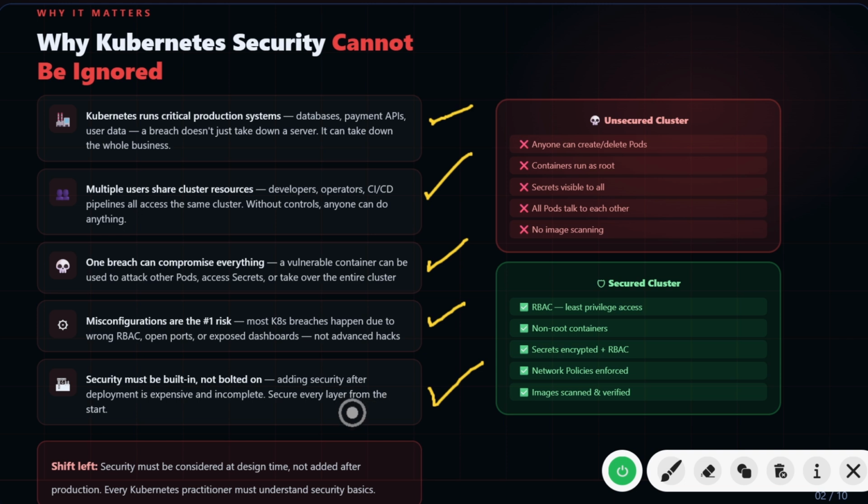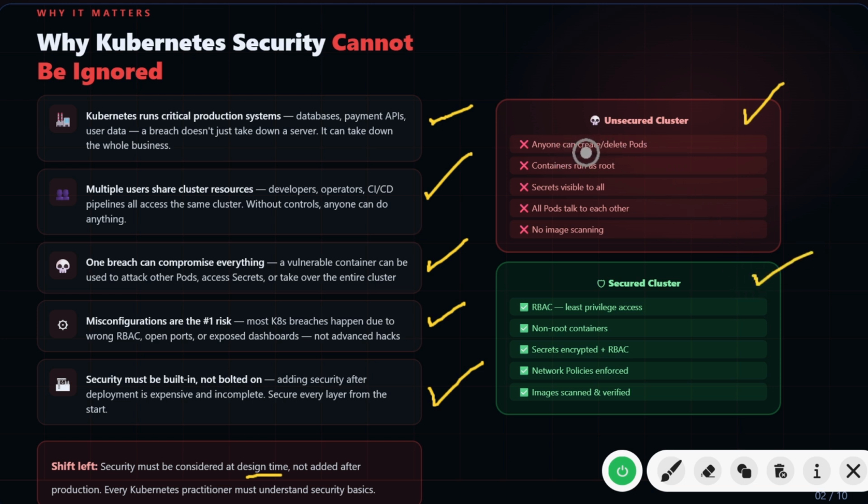That means adding security after deployment is expensive and also incomplete. So we need to secure each and every layer from the start itself. That means we need to achieve the shift-left security approach: security must be considered at the design level itself, not after the production deployment. So every Kubernetes practitioner must understand the security basics. This is how the unsecured cluster looks, and this is how the secure cluster looks.